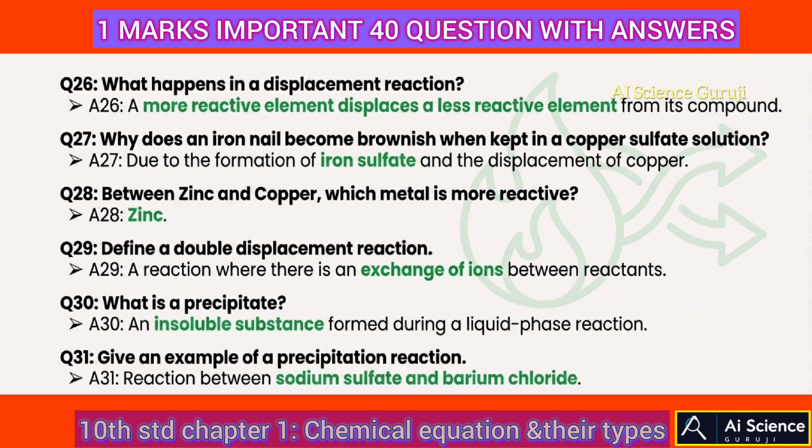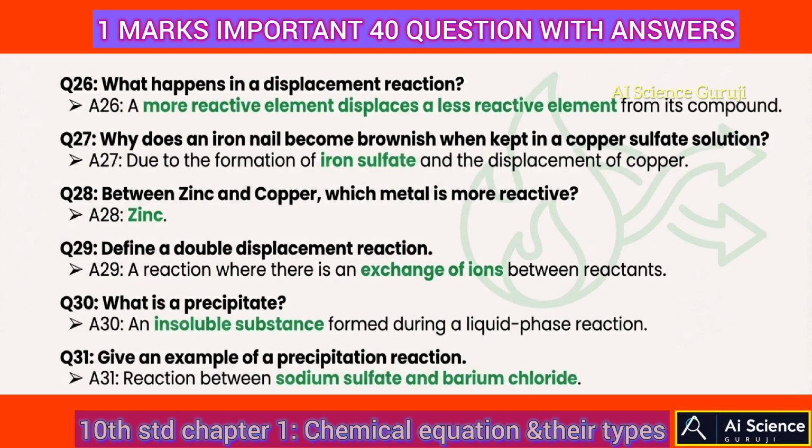26. What happens in a displacement reaction? Answer. A more reactive element displaces a less reactive element from its compound. 27. Why does an iron nail become brownish when kept in a copper sulfate solution? Answer. Due to the formation of iron sulfate and the displacement of copper. 28. Between zinc and copper, which metal is more reactive? Answer. Zinc.